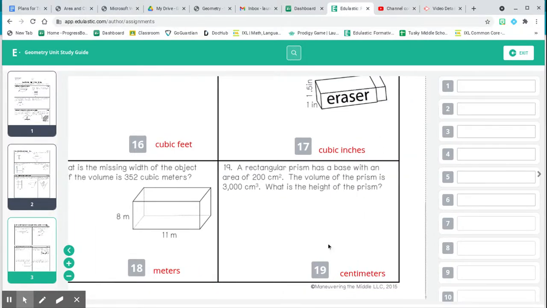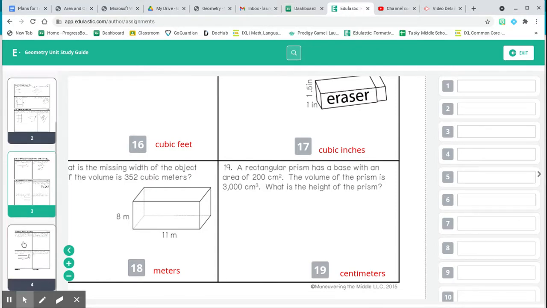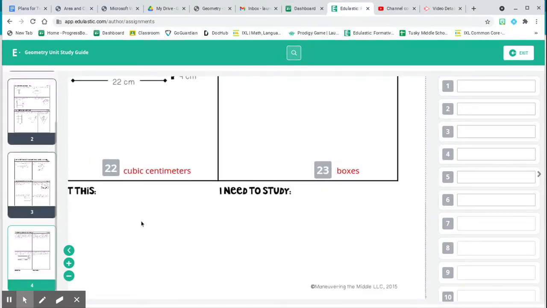19, same thing. They give you the volume and they give you the area of the base. So think what you can do with those to figure out the height of that prism. And then fourth page.